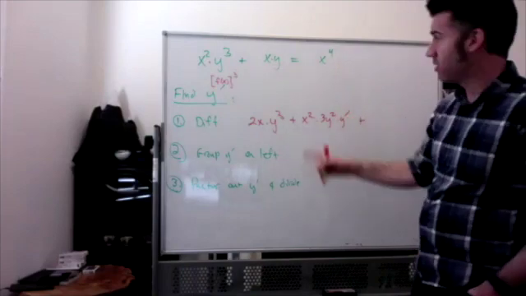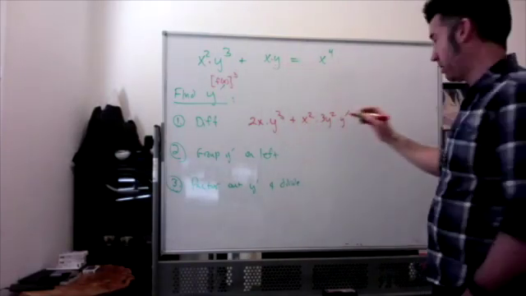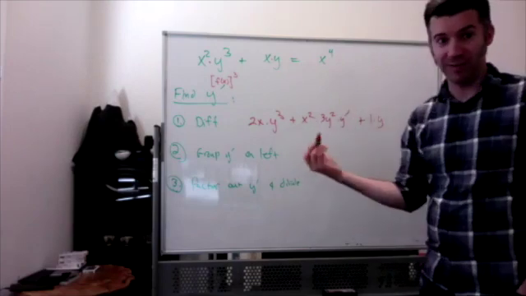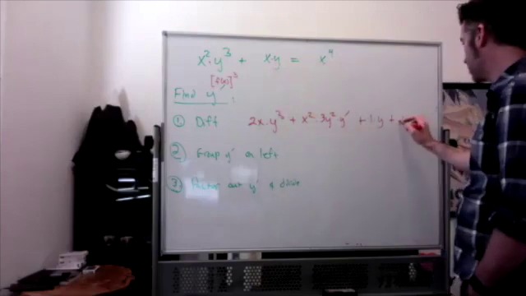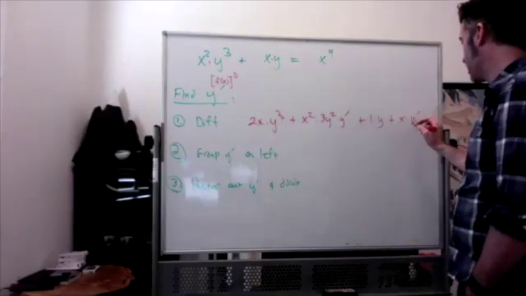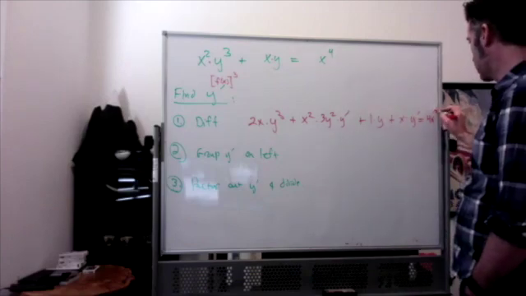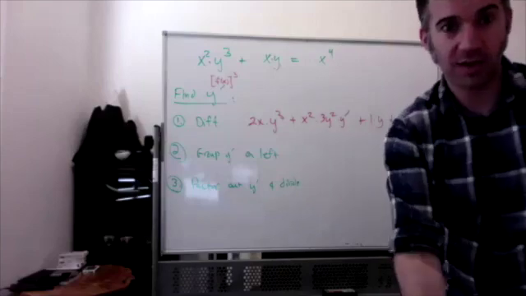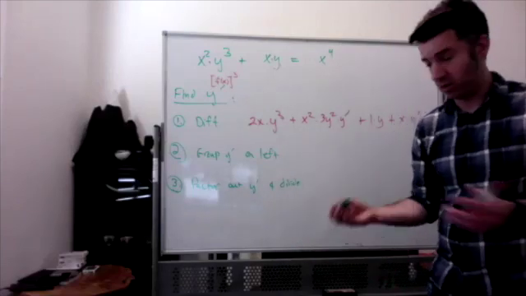Product rule again. Derivative of x is 1 times the not derivative of y, which is y, plus the not derivative of x times the derivative of y, which is y prime, equal to the derivative of x to the fourth, which is 4x cubed. Then, after you do the first step of differentiating both sides, the rest is just a bunch of algebra.